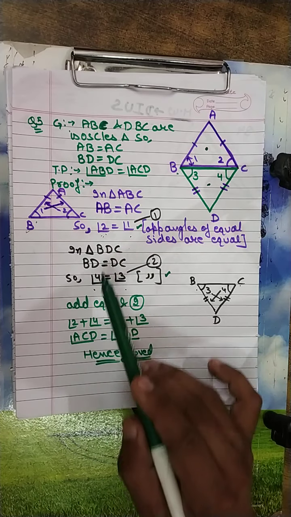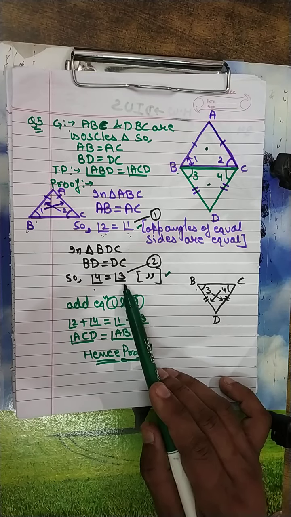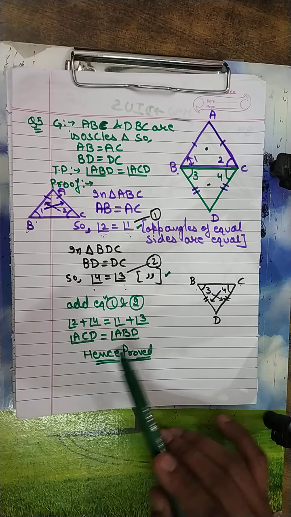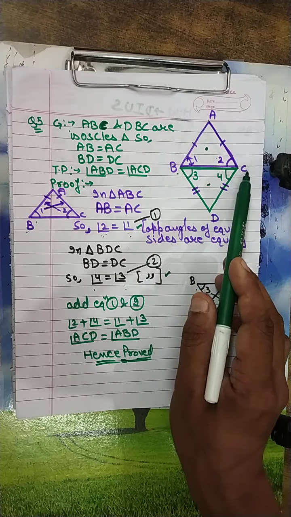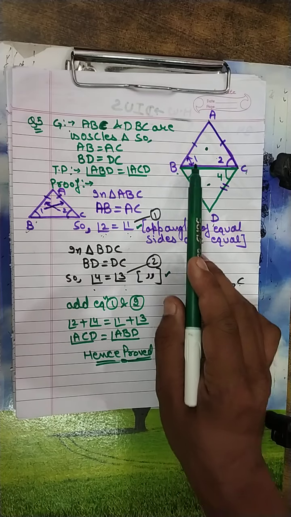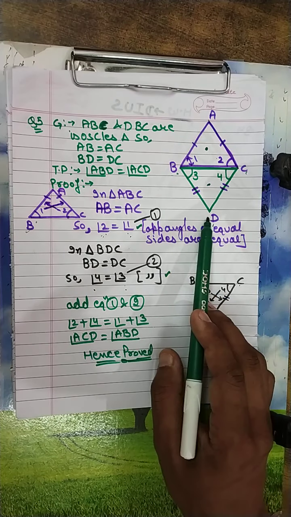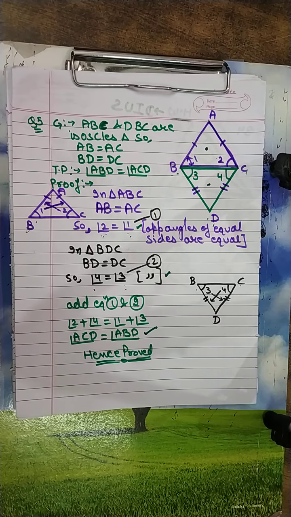So angle 2 is added to angle 4, and angle 1 is added to angle 3. What are angles 2 and 4? Angles 2 and 4 become ACD. What are angles 1 and 3? 1 and 3 become ABD. Hence both angles are equal to each other, hence proved.